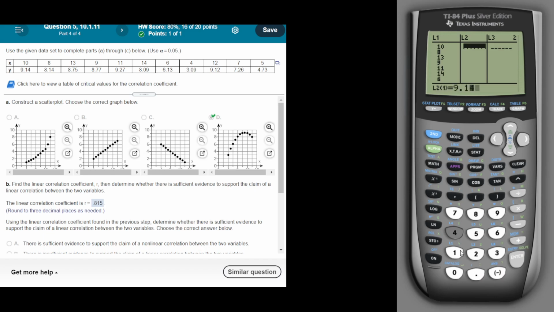All right, we're going to do the same thing for the bottom row. We have 9.14, 8.14, 8.75, 8.77, 9.27, 8.09, 6.13, 3.09, 9.12, 7.26, and 4.73.